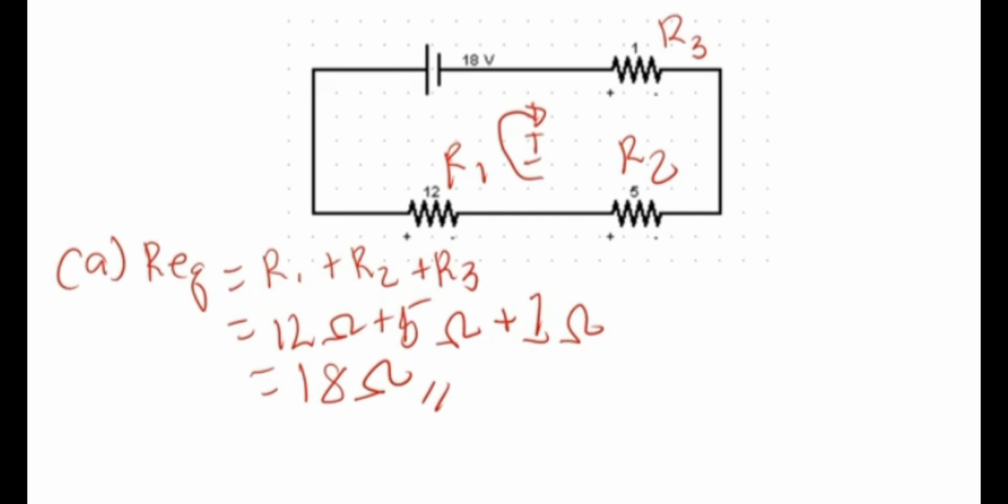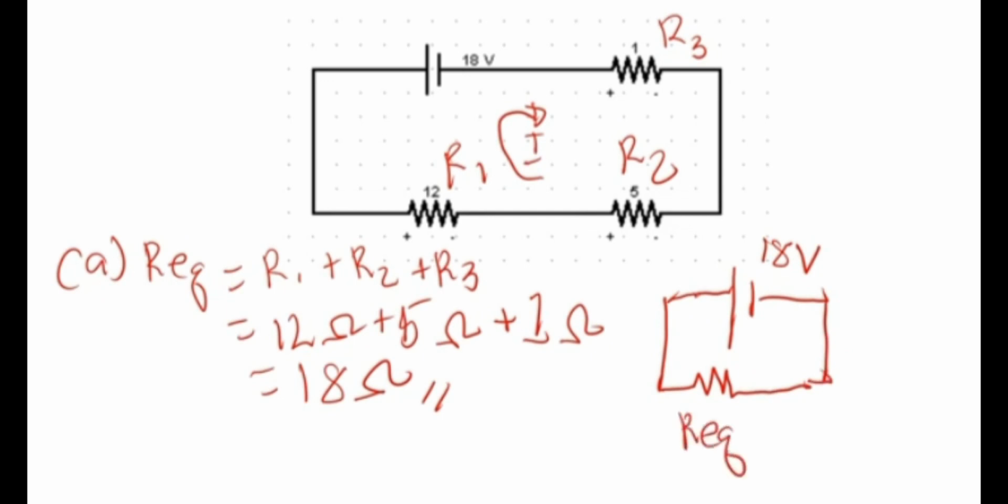So it's very simple. And it means that we can re-express this circuit diagram as this. We still have your 18 volts voltage source. Then we have this single resistor, which is your equivalent resistance, equal to 18 ohms. Both of these circuit diagrams are the same. They're equivalent to each other.